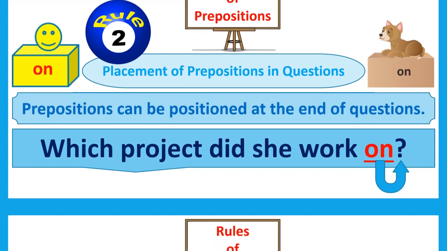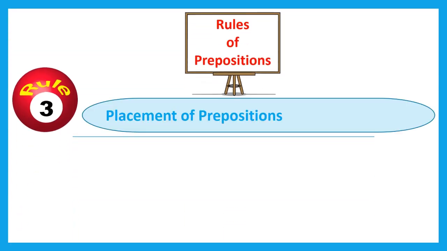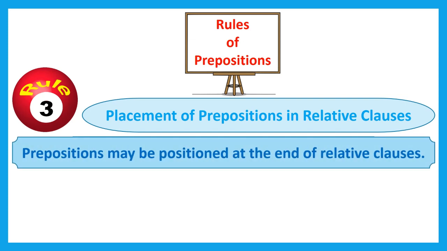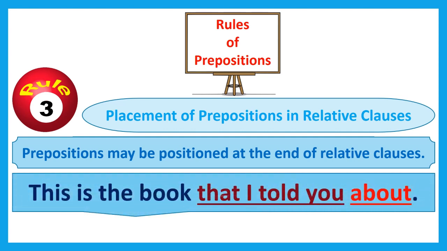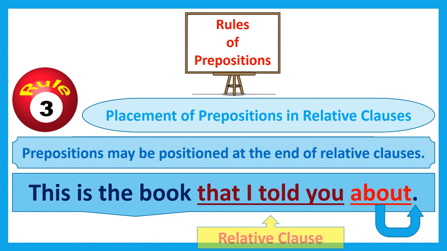Rule 3. Placement of prepositions in relative clauses. Prepositions may be positioned at the end of relative clauses. To illustrate, this is the book that I told you about. In this illustration, the preposition "about" appears at the end of the relative clause, "that I told you."